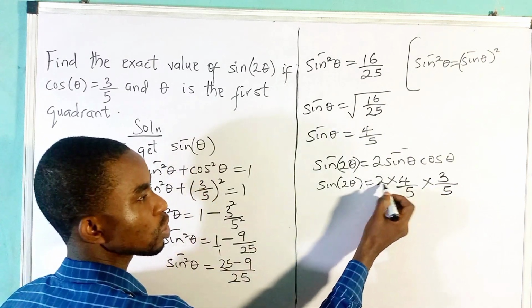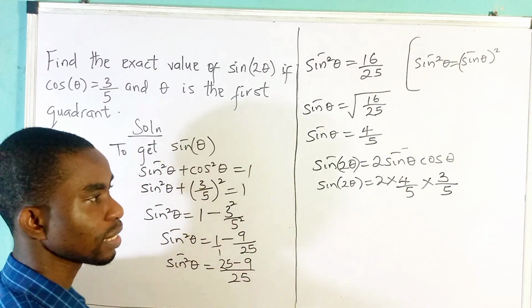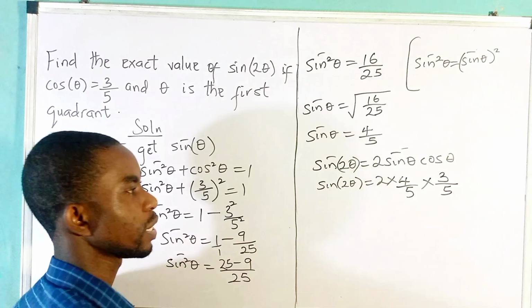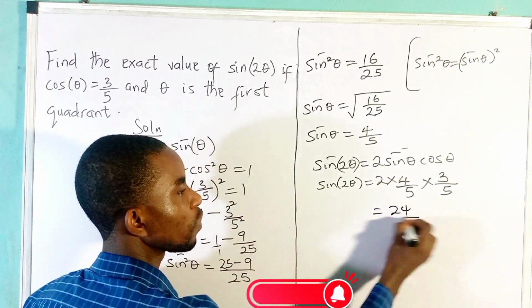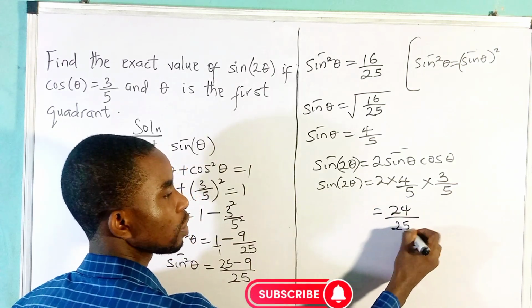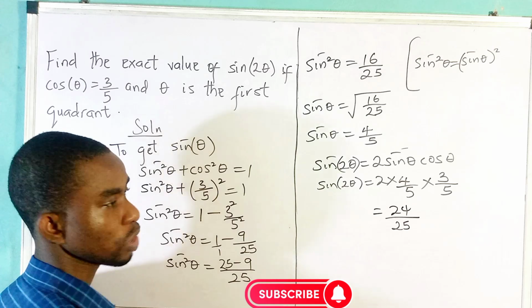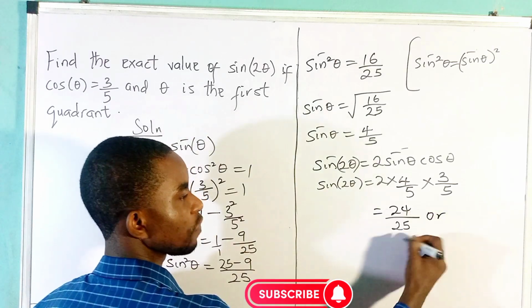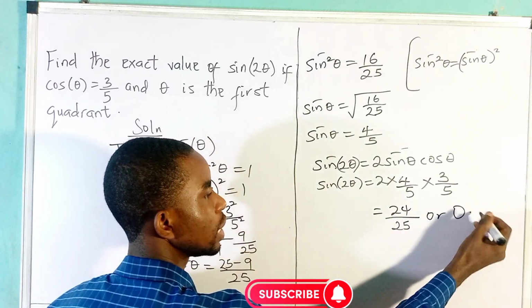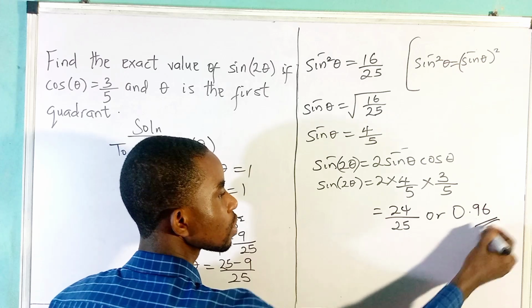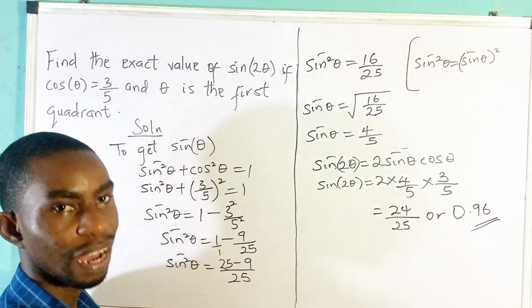And now we have 2 times 4, which is 8. 8 times 3 is 24, over 5 times 5, which is 25. So sine 2 theta is 24 over 25, or if you divide this, you also get 0.96. That is the final answer.